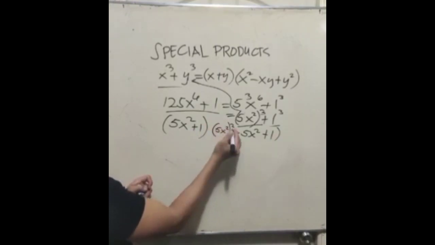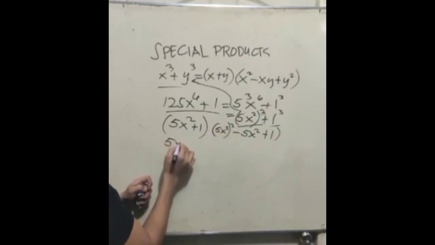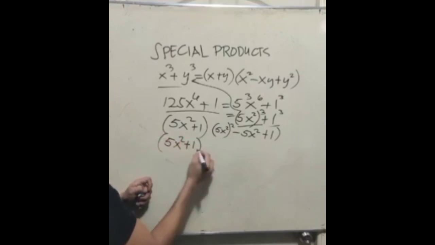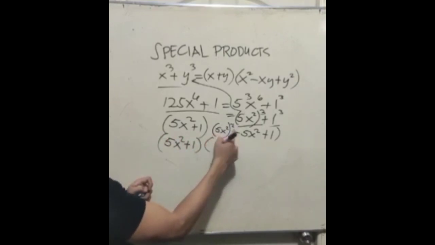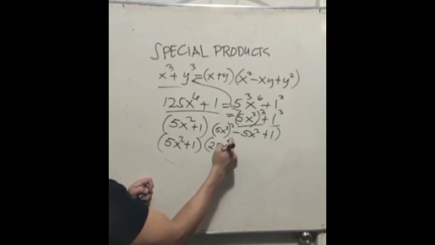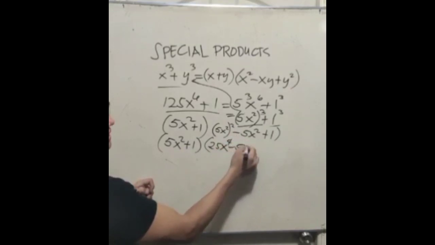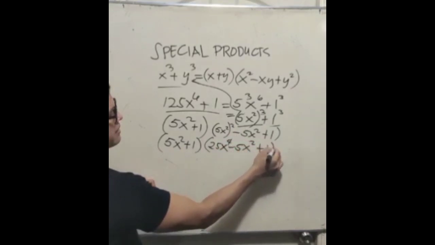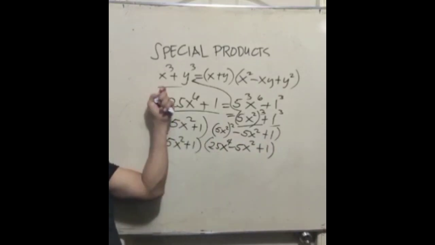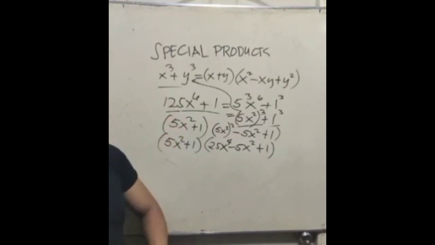Squaring this one, so we have 5 squared, so 5x squared plus 1. Kopyahin natin. And then 5 squared is 25. And then x squared raised to 2, that is x^4, because multiplying 2 times 2 is 4. x^4. And then minus 5x squared, kopyahin lang natin, and 1. There you go. This is now the factored form of this given expression. Okay?